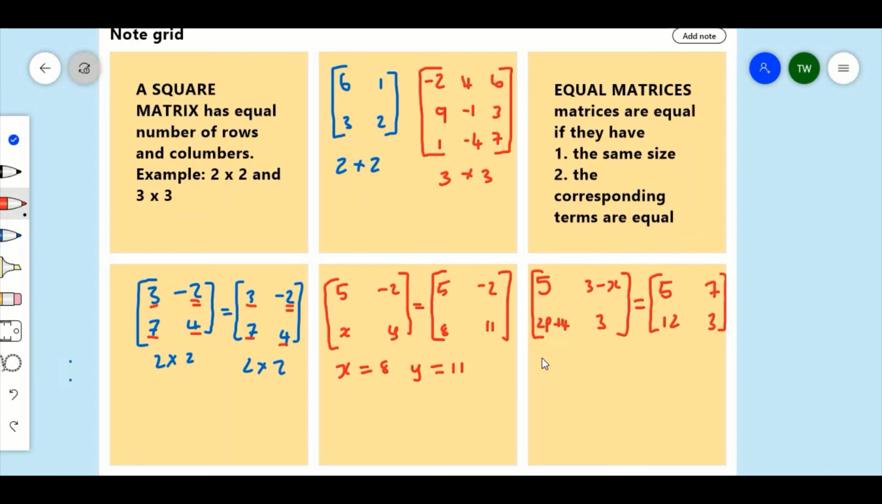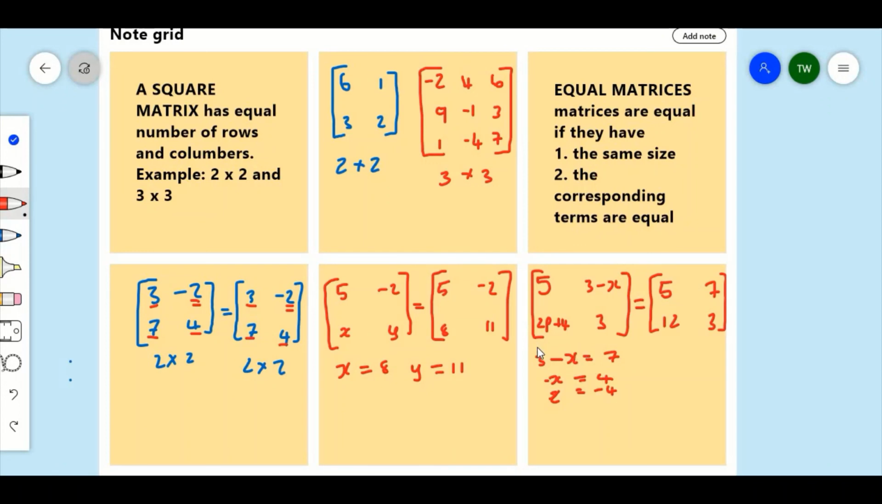So clearly, the corresponding elements are equal. So 3 minus X is going to equal positive 7. Now what we can do is subtract 3 from both sides. Minus X is going to equal 7 minus 3, and that's going to give us 4. So X is going to equal negative 4.